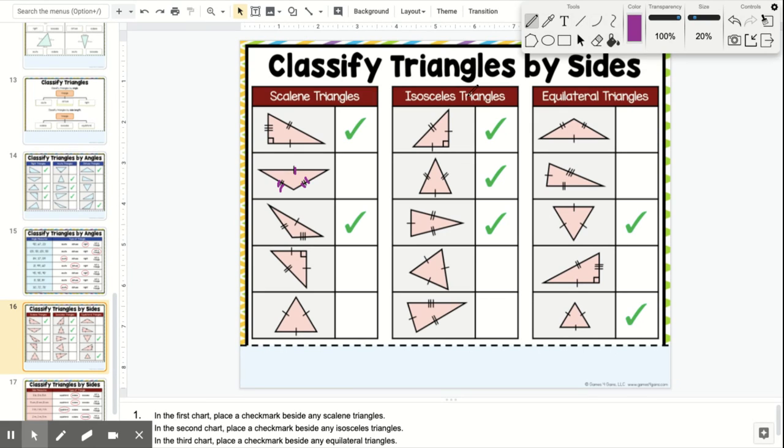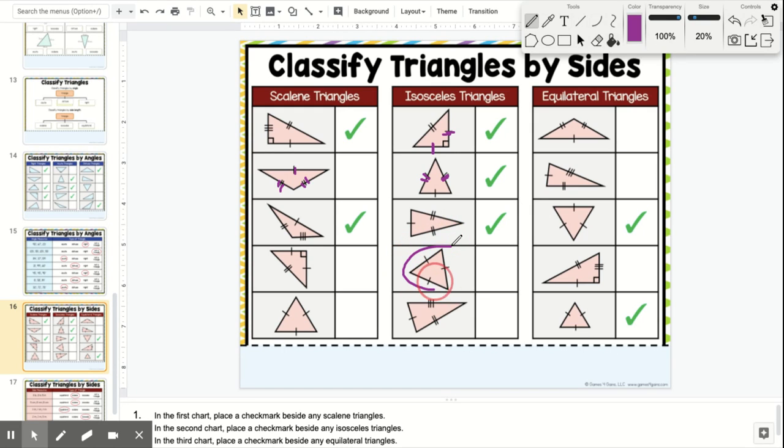The middle column, isosceles, the first 3 were isosceles triangles. Both of these sides have 1 marking. So those 2 sides are equal. On the second triangle, these 2 sides both have 2 marks. So those are the 2 sides that are the same. On this middle triangle, these 2 opposite sides have 2 marks. So those are the 2 sides that are the same.